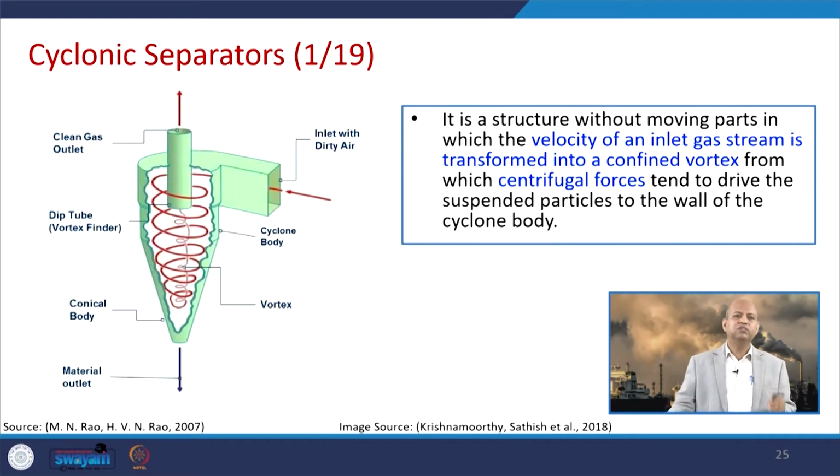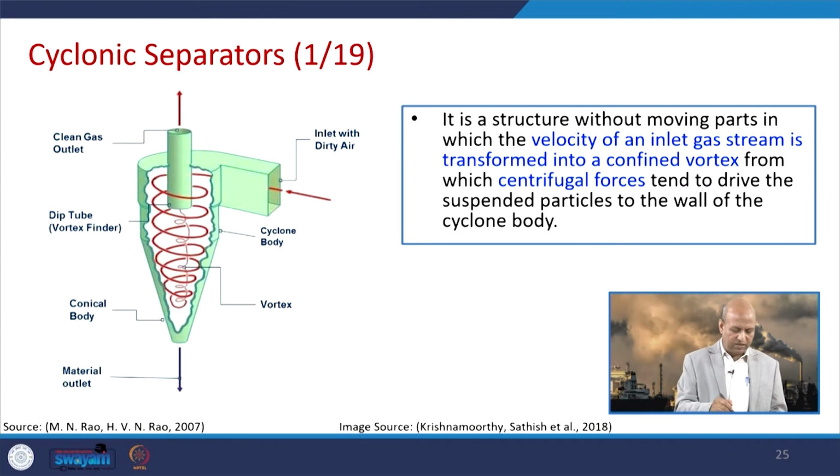Now, we come to the cyclonic separators. In cyclonic separators, it is basically a structure without moving parts in which the velocity of an inlet gas stream is transformed into a confined vortex, a circular motion, from which centrifugal forces tend to drive the suspended particles to the wall of the cyclone body.